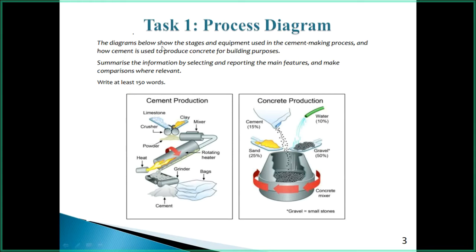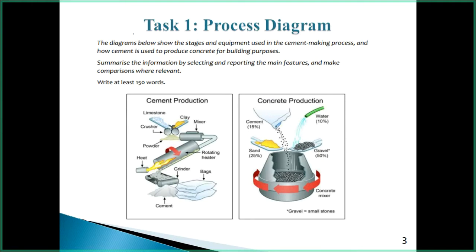The diagrams below show the stages and equipment used in the cement making process and how cement is used to produce concrete for building purposes. This is the statement and we need to paraphrase it. The diagrams, the process diagrams, or the provided figures. Then 'below', you need to cut this word. After that, show, illustrate, display, depict, or represent.